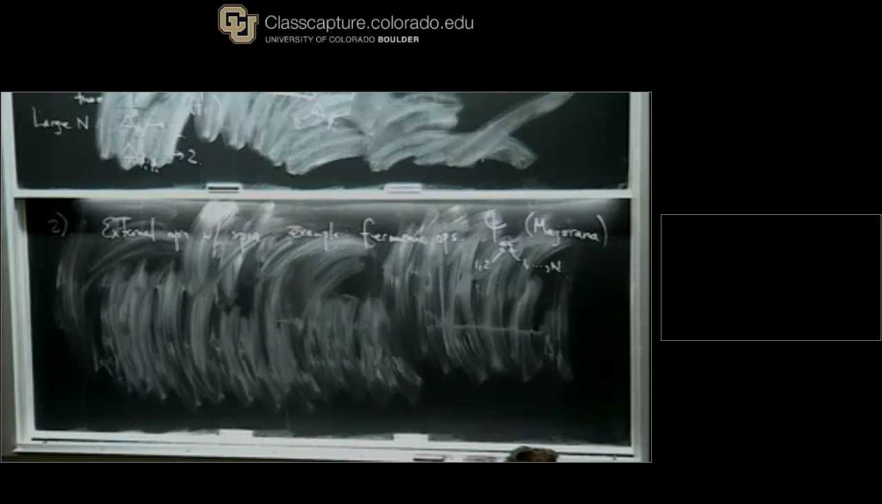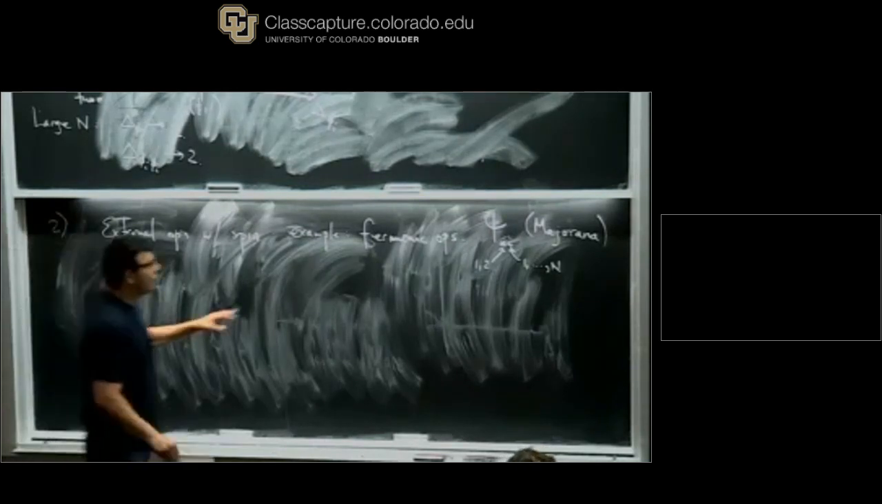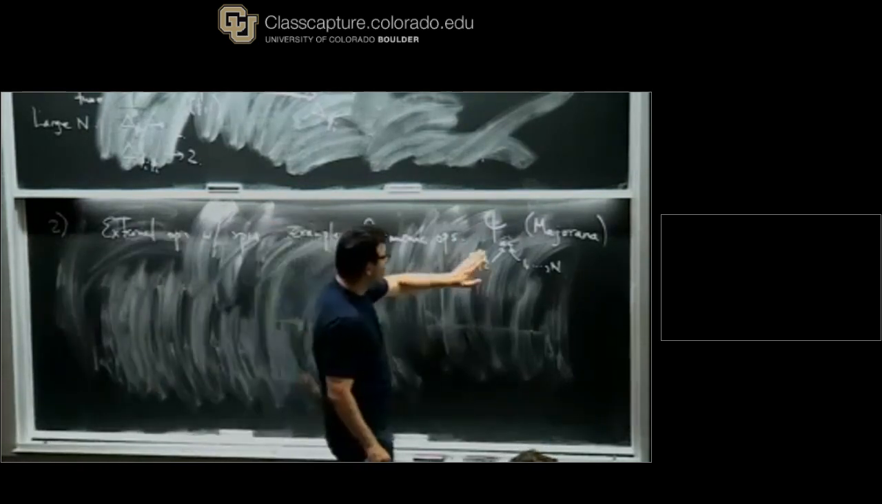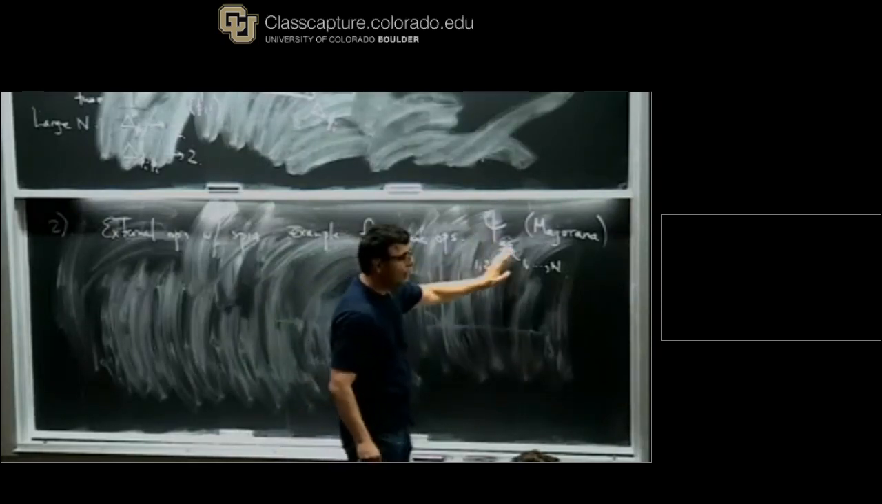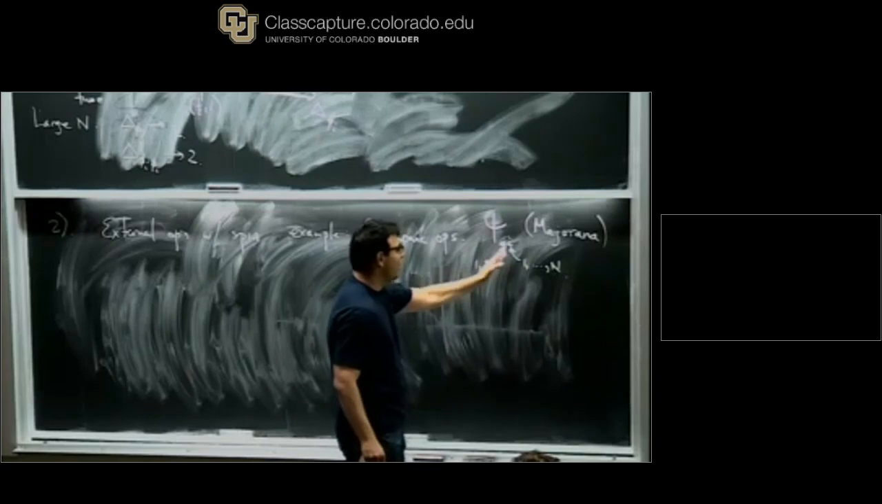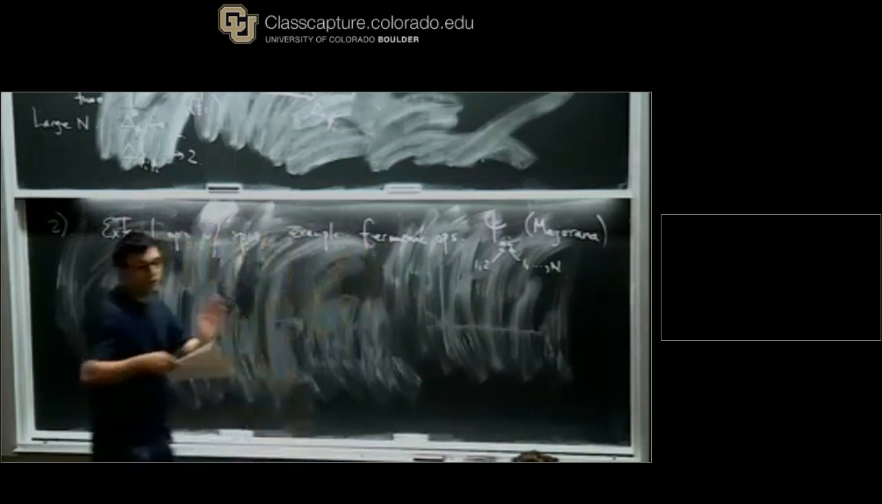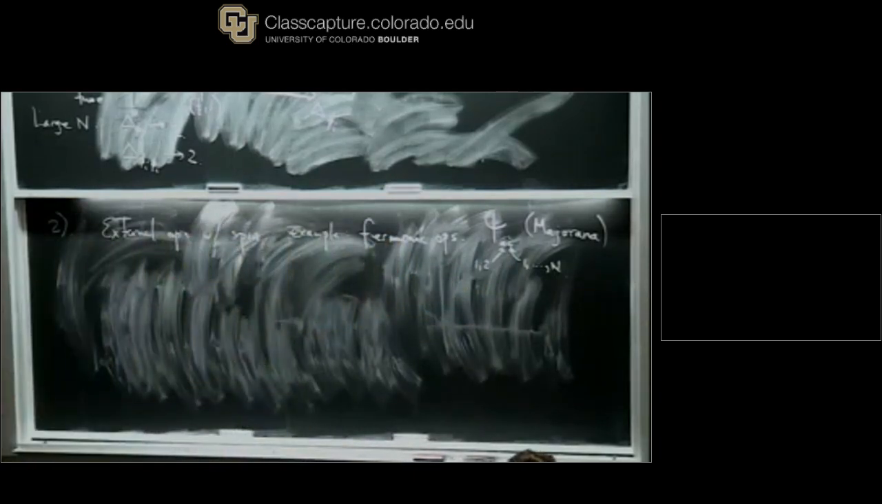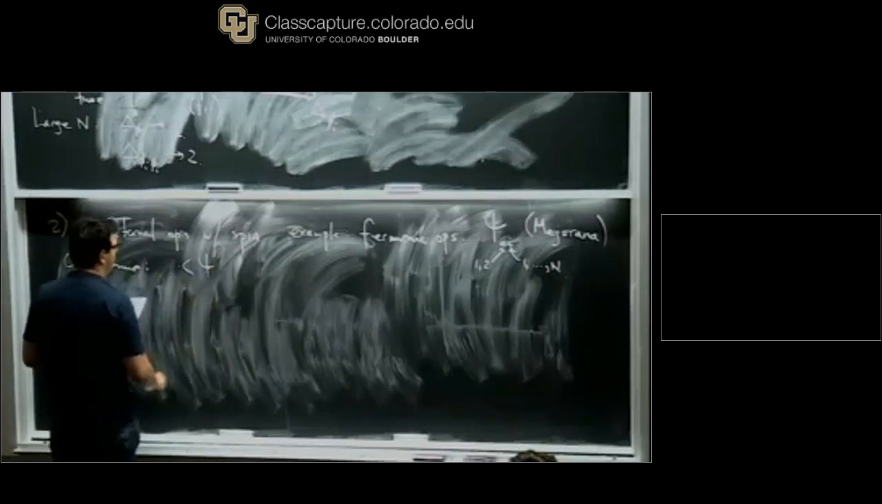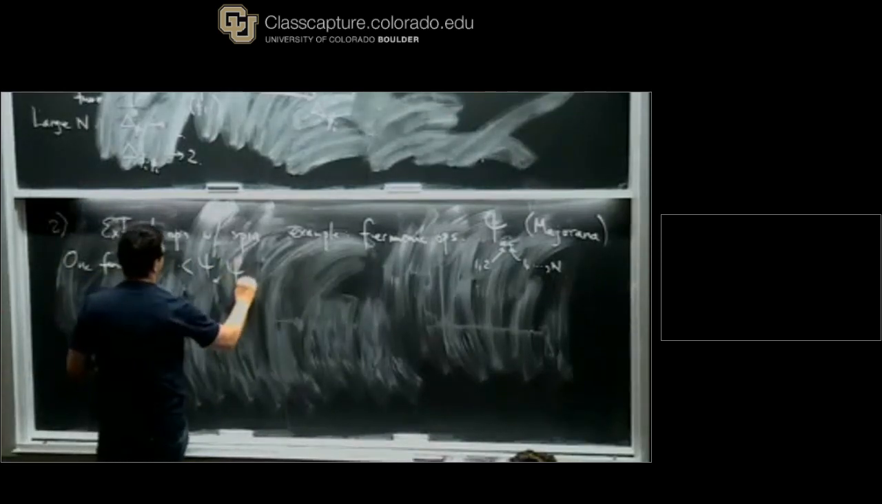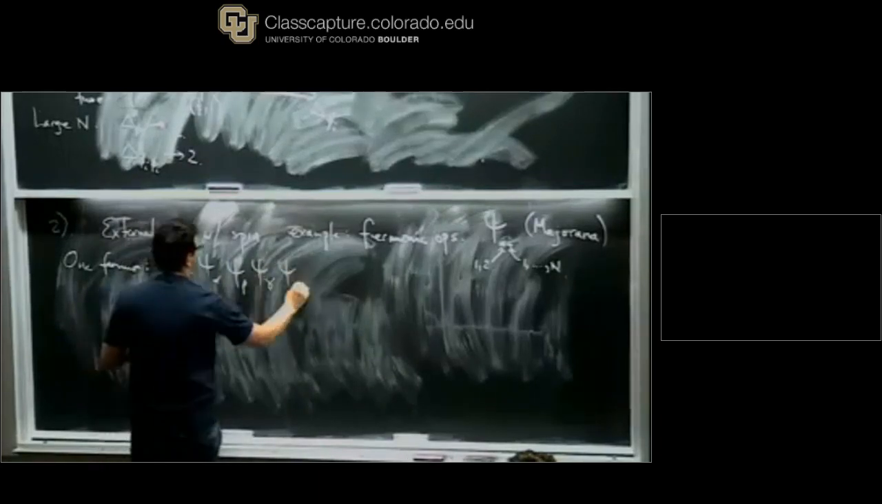Okay? Of course, there are two ingredients here. One of them is that we no longer have scalars, we have spinors, and we no longer have just one, we have N of them. So it's good to just take them one at a time. So first, let's just do one fermion. So you can look at the four-point function, psi alpha, psi beta, psi gamma, psi delta.